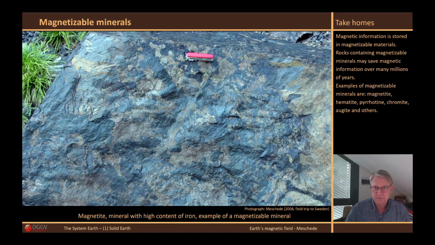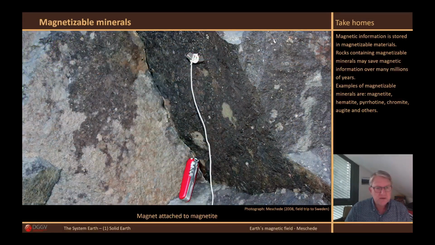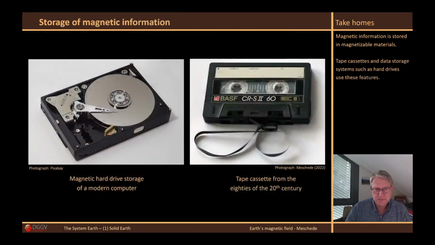The storage of magnetic information is possible because the rocks contain magnetizable minerals with a high iron content. For example, magnetite, which already reveals its special properties in its name. As we can see here, where a magnet sticks to the magnetite rock. Other minerals include hematite or pyrrhotite and some others. These minerals can store the magnetic information that is imprinted on them under certain conditions.